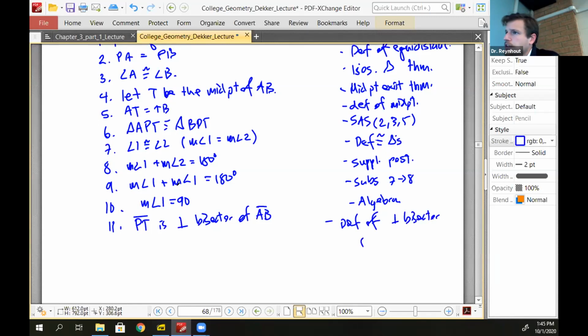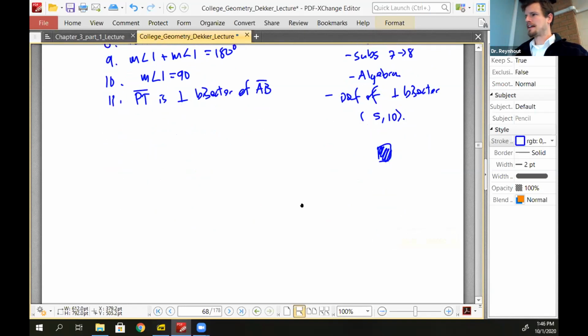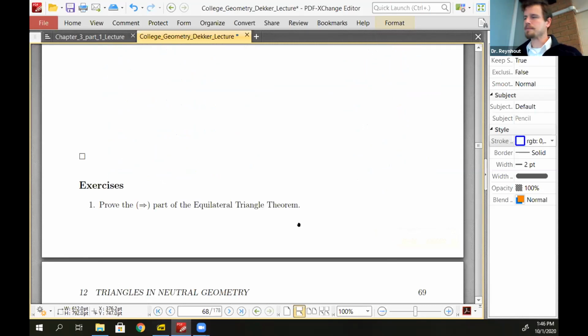In particular, we're looking at line 5, which shows it's the bisector, and line 10, which shows that it's perpendicular. So 5 and 10. And that's it. All right, yay, perpendicular bisector. And again, the end of the section.